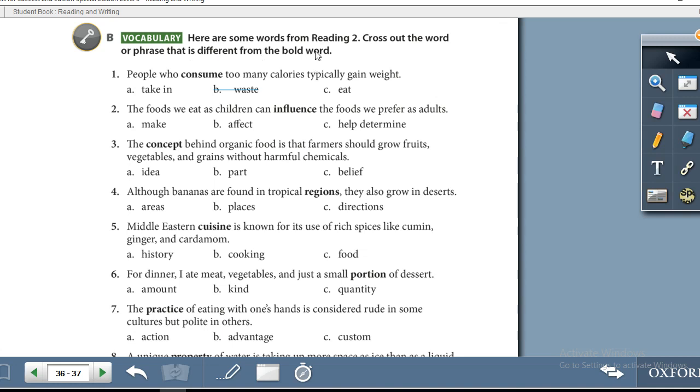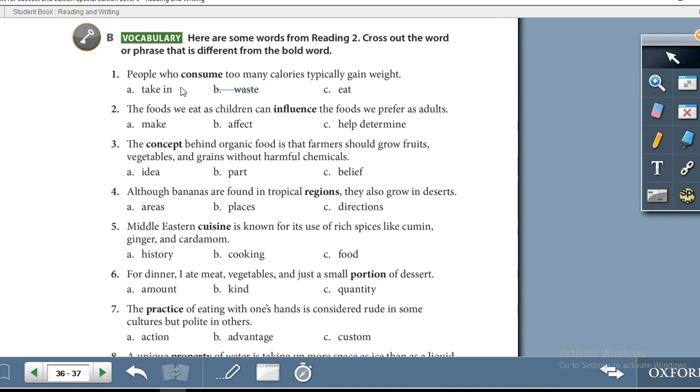the bold word. Now, in number 1, the word consume is the bold word, right? Now, the word which is different, right, is the word waste, which is B. So immediately, consume does not match with the word waste, right? It doesn't make sense. So we take the word waste, which is number B, and we cross it out. We put a line through it.